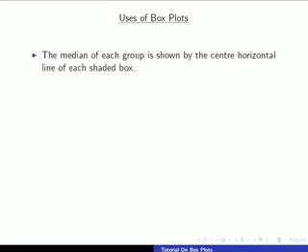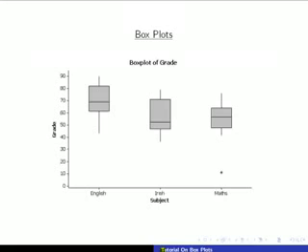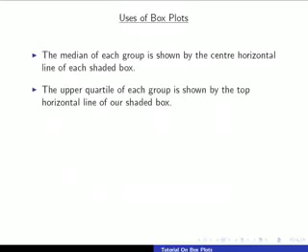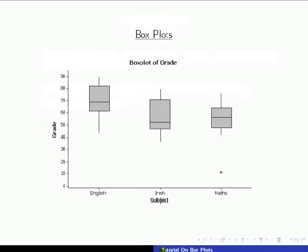First, I'll go through all the different information that we can take from a box plot. The first thing is that the center horizontal line of our box plot is the median value. If we go back to our diagram, we can see that this is our center line that is showing the median value of English on the y-axis. The next thing we note is that the top horizontal line is showing the upper quartile value. On our graph, our upper quartile value for English is shown on the y-axis by our top line here.